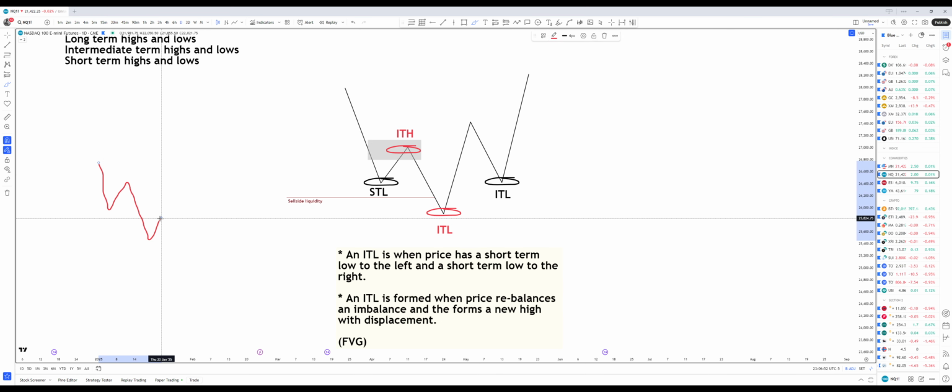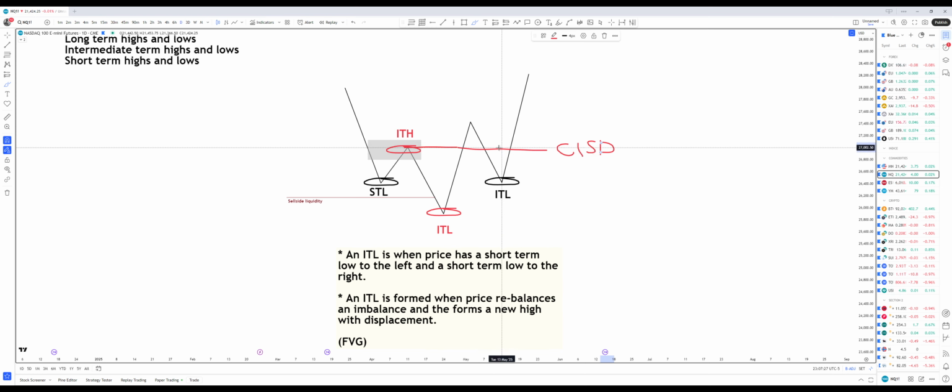What you're going to wait for is this right here. So either you enter right here and then you can put your stop loss here, or you could enter here and put your stop loss here, right? So that's what it is for. So we take out liquidity. Intermediate term low forms when we take out this right here. We violate it and we close above it with displacement, CISD.